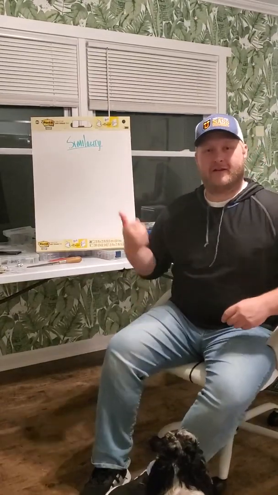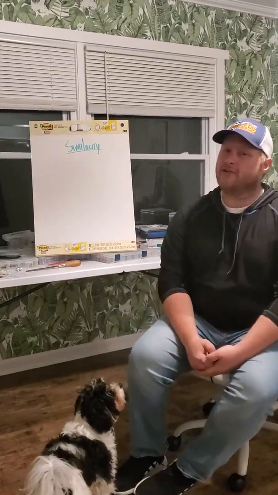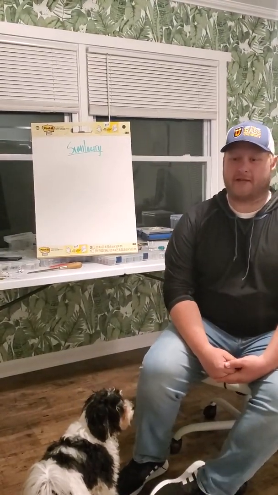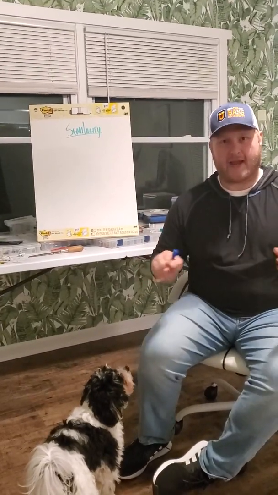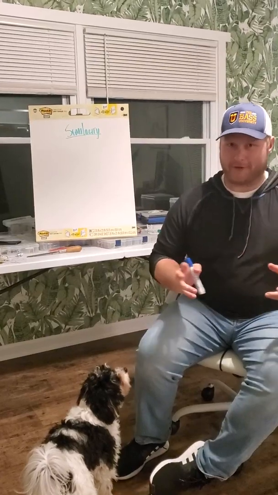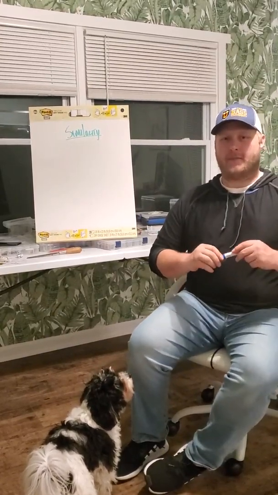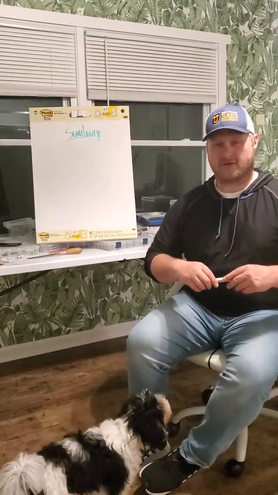Well, since you guys are here, we might as well talk about similarity. We started talking about congruence last time, and congruent meant that two shapes were the exact same size and the exact same shape. Similarity is similar, but it's different. So let's talk about what similarity is in terms of figures and what it means when two figures are similar.